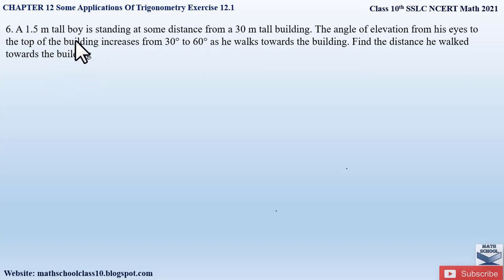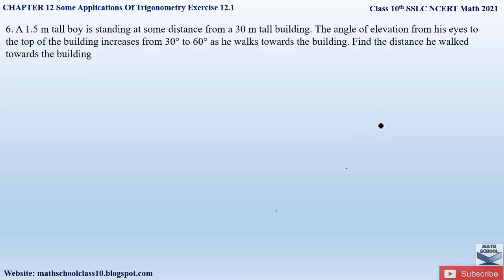To solve such kind of problems, we have to read the question and understand it, and then we have to draw a figure according to the given question. So the first important step here is to read the question carefully and understand it, and then we have to draw the figure. So let us read the question part by part, and accordingly we will draw the figure as well. So we have a 1.5 meter tall boy and a 30 meter tall building.